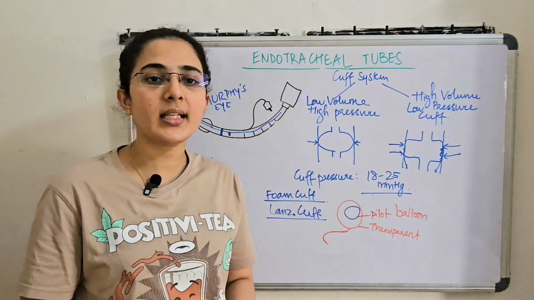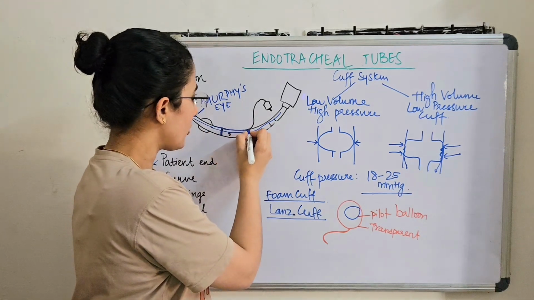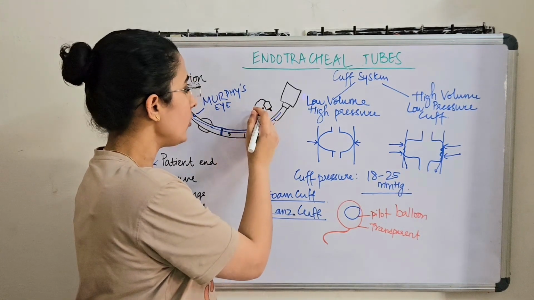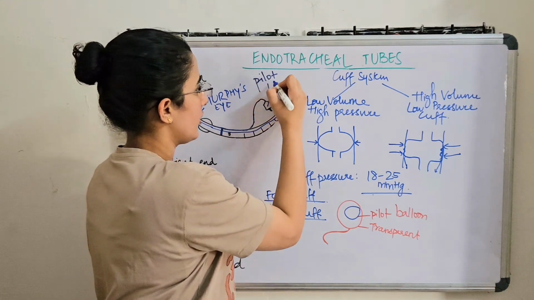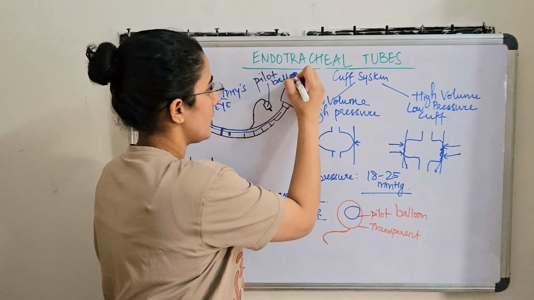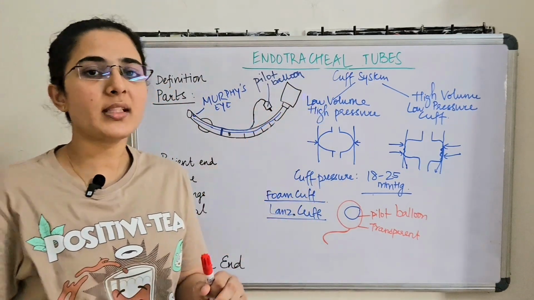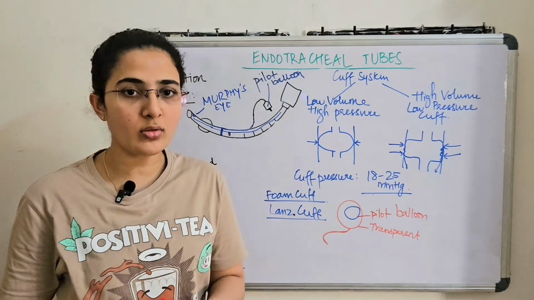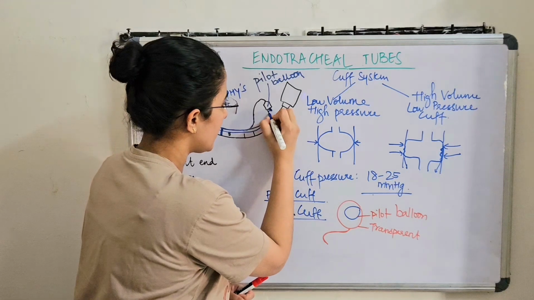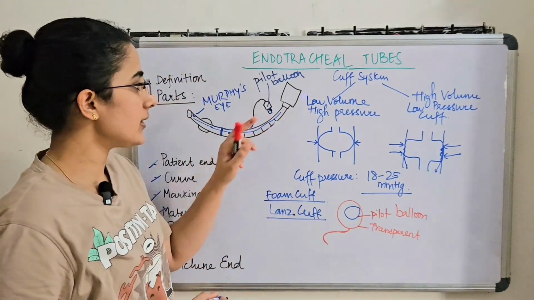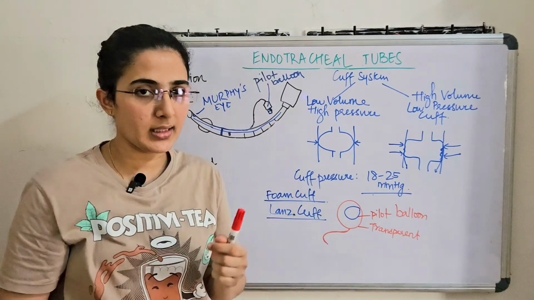The inflation system: the cuff is always associated with an inflation system. This consists of a small tubing that goes along the length of the endotracheal tube, and that gets connected to what is called the pilot balloon. So this is the inflation system with the pilot balloon. The pilot balloon sometimes also has the size of the endotracheal tube mentioned on it. The pilot balloon also contains a valve. This valve is what we use to inject the air from the syringe into the pilot balloon.